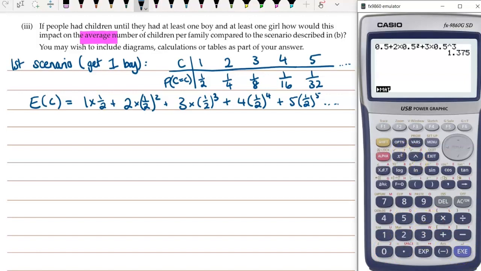So that's getting to 1.37. Add on 4 times 0.5 to the power of 4. Add on 5 times 0.5 to the power of 5. 6 times 0.5 to the power of 6. We can see we're tending towards, we're getting closer and closer to 2.